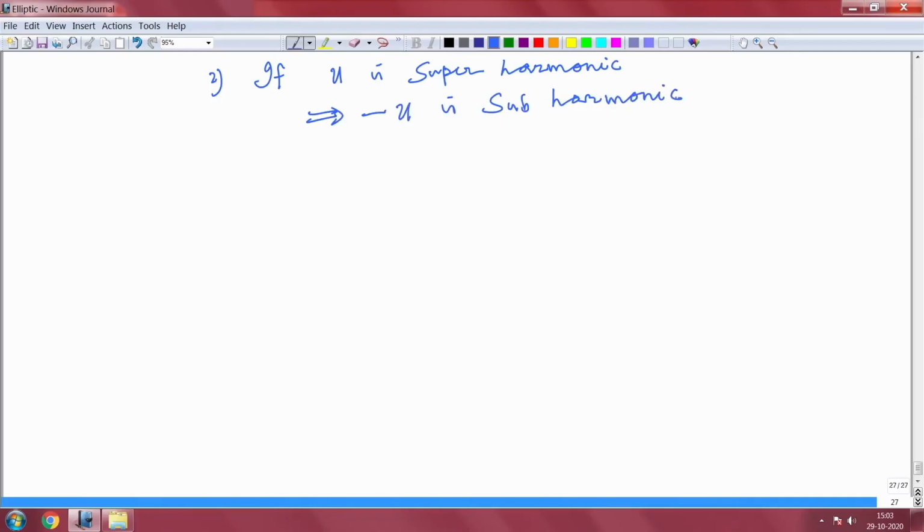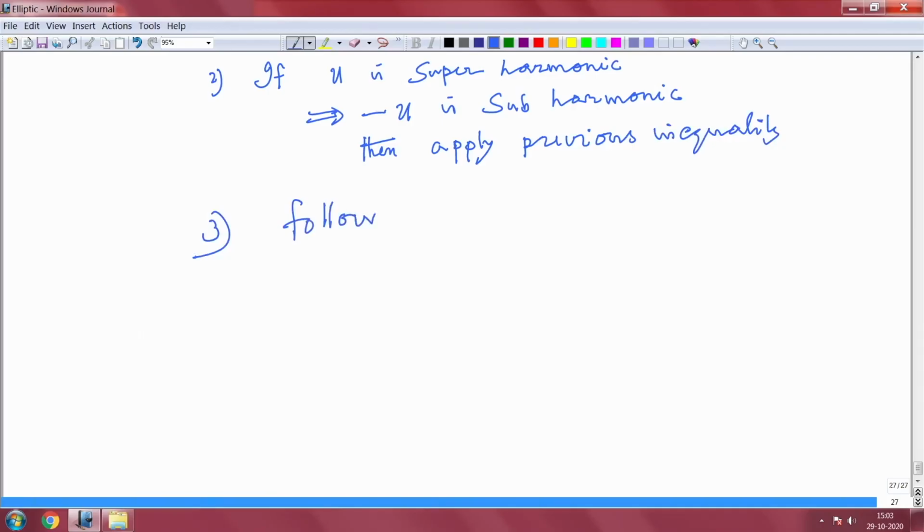Okay. And then apply the previous inequality, to get that 3 follows from 1 and 2. Okay. So, that is the thing we want. So, you have the result.